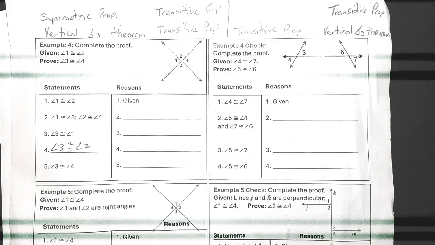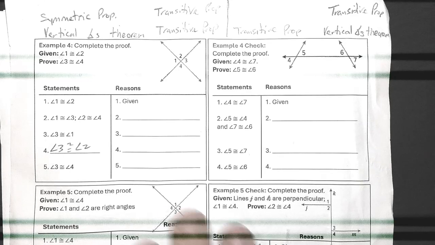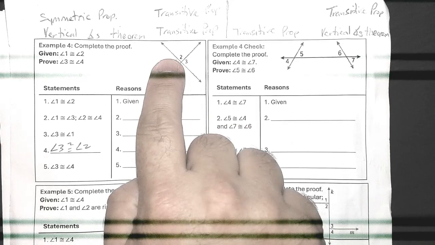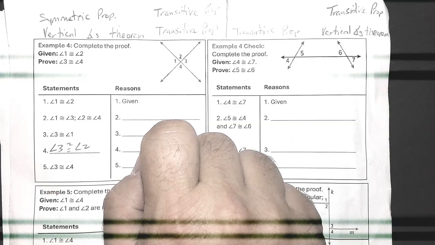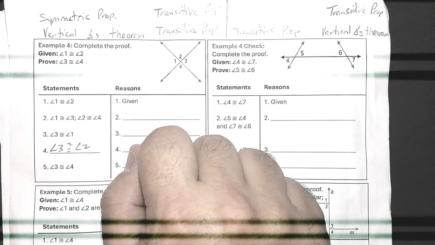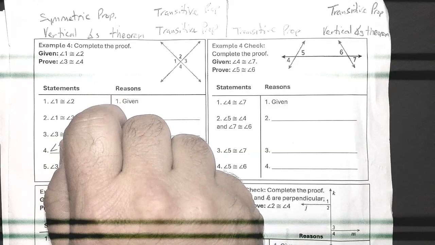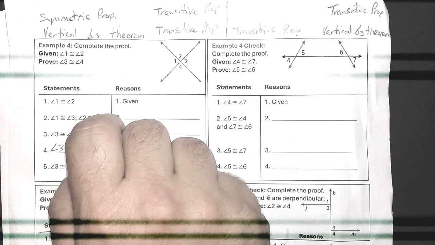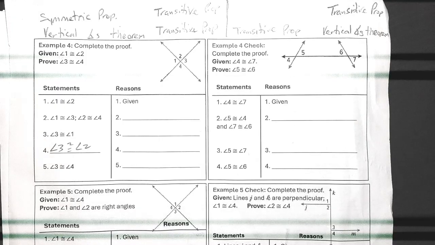Okay, so example 4 on the left, complete the proof. We're given that angle 1 and angle 2 are congruent. We need to prove that angle 3 and angle 4 are congruent. So before I mark anything, these are vertical angles. So 1 and 3 are congruent because they're vertical angles. 2 and 4 are congruent because they're vertical angles. You see up here it says vertical angles theorem. We've got the symmetric property and a couple of transitives because we have to move some stuff around.